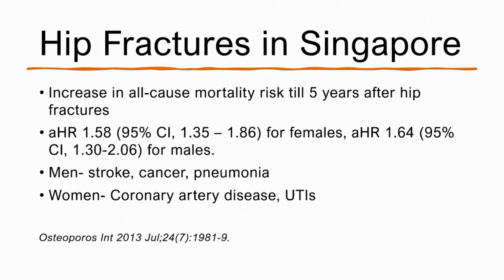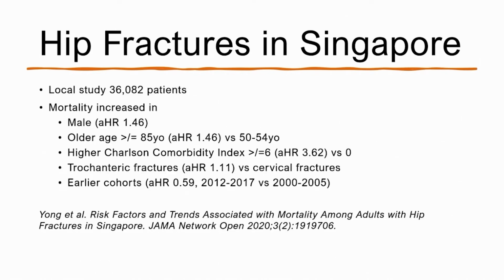There's an increase in all-cause mortality risk up to 5 years after hip fractures. Men tend to die from stroke, cancer, and pneumonia, whereas the women tend to die from coronary artery disease and urinary tract infections. In this local study comprising 36,000 patients, mortality was found to be increased in male patients, older patients more than 85 years old, those with a severe Charlson comorbidity index, and those with trochanteric fractures as compared to cervical fractures. The earlier cohorts tend to do worse as compared to the more recent cohort of patients.